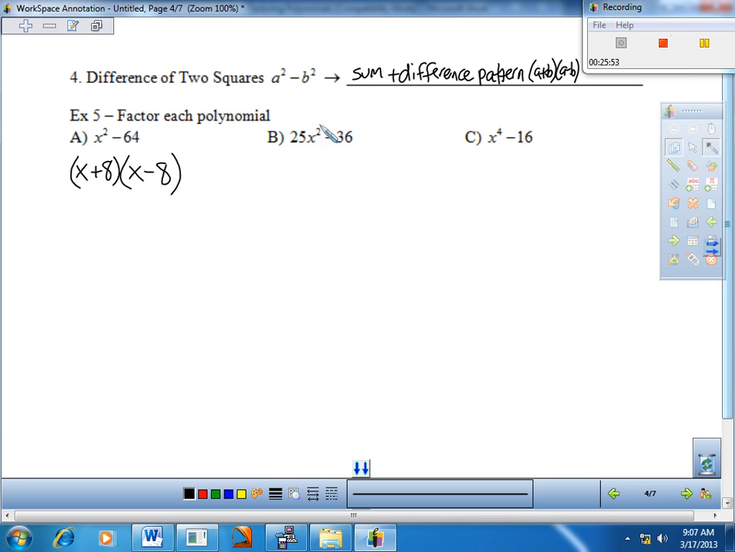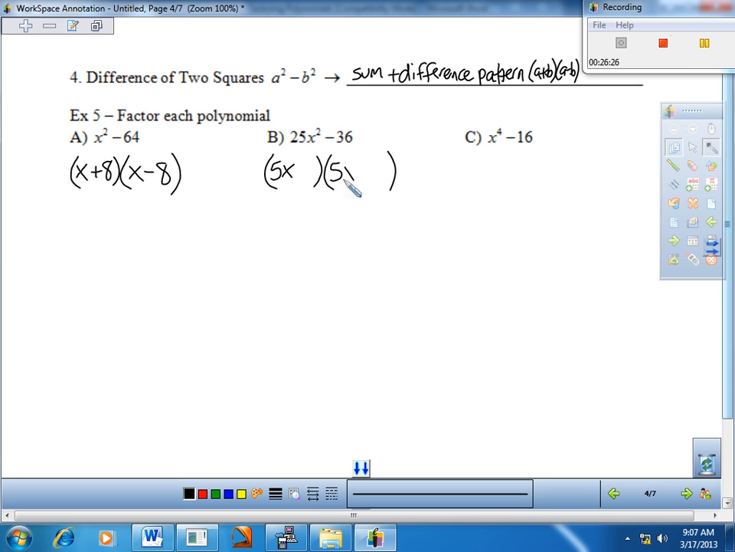Little harder, but recognition is good with this. That's a perfect square. That's a perfect square. Minus right in between. And so I look at this, and I get my two binomials set up, and I think about what times itself would give me that.